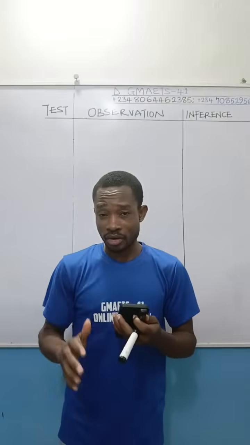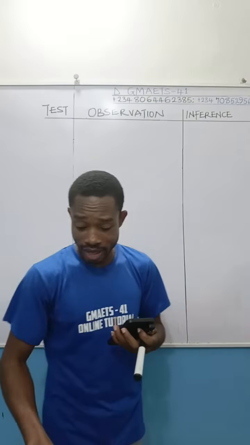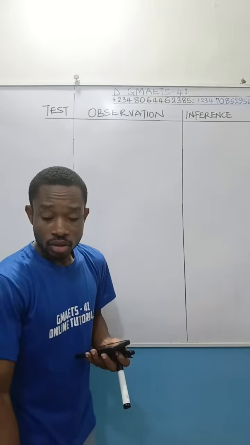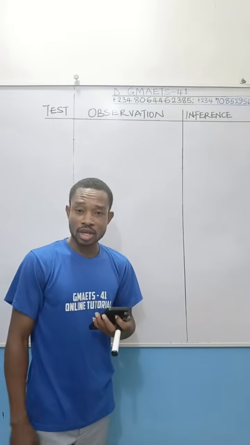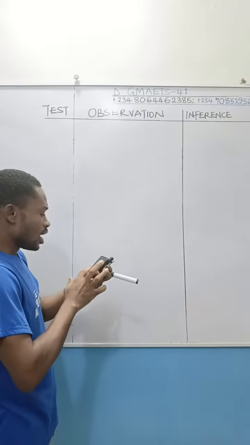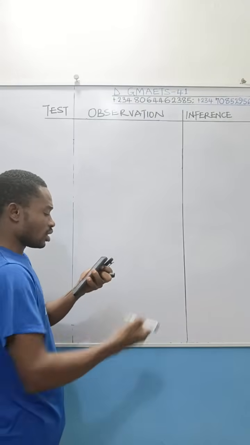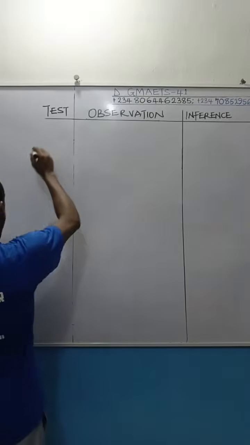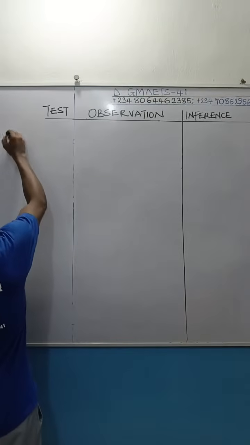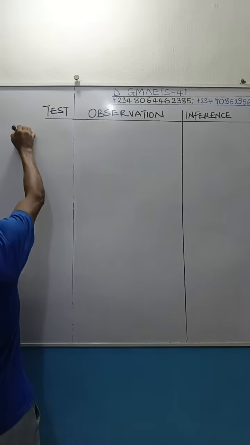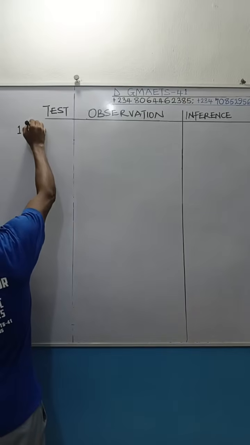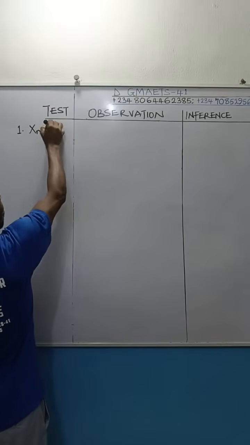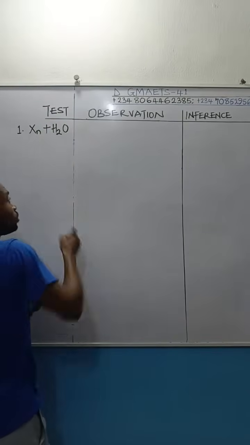Having given this background, please, let's get to this work now, so that as I'm analyzing this, you would actually get the concept of what we are doing. Now we are to dissolve the salt in about 10 cm cube of water before dividing. So the first part, I can decide to say, number one, it's going to be XN, which is the salt sample XN plus water H2O.